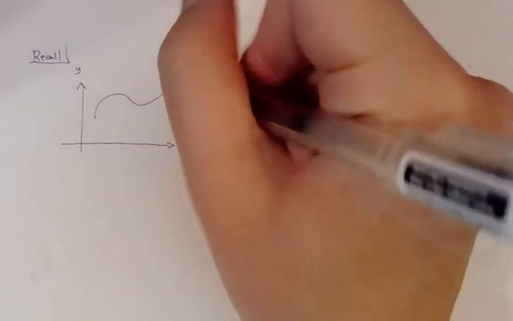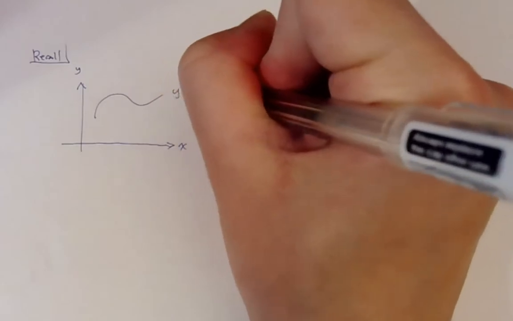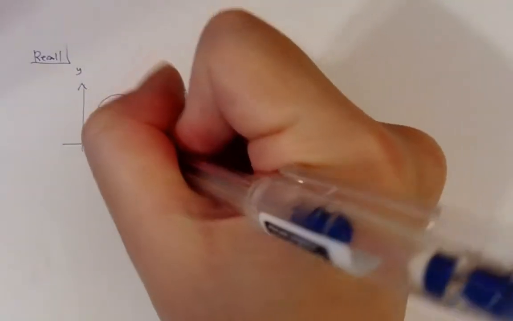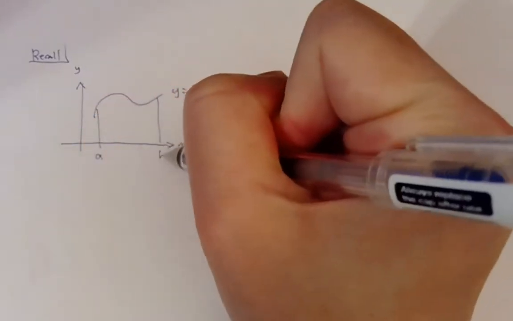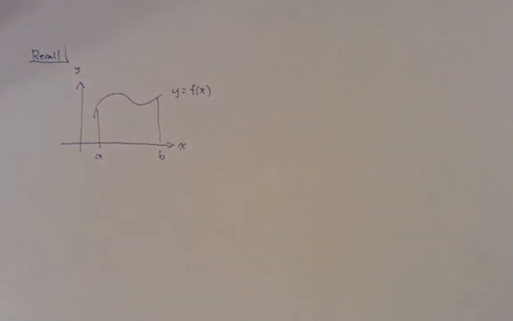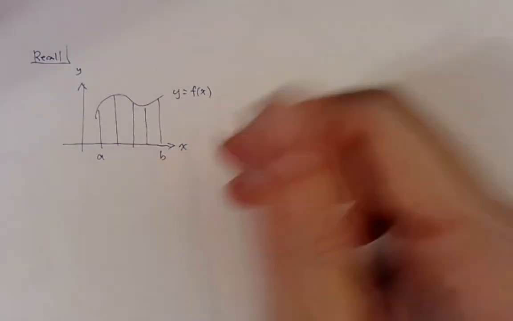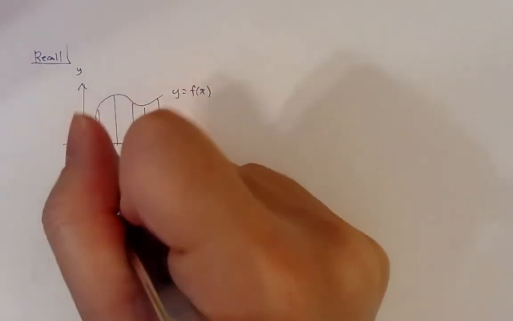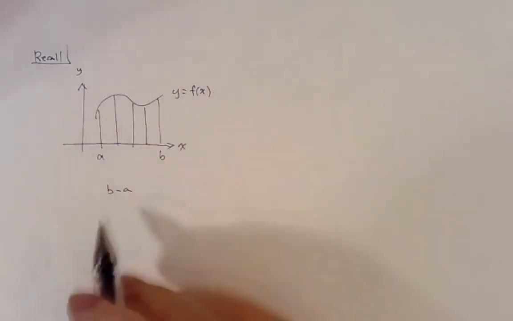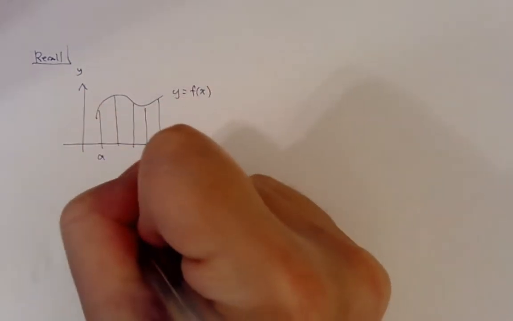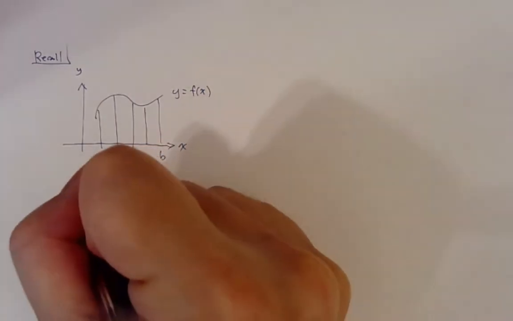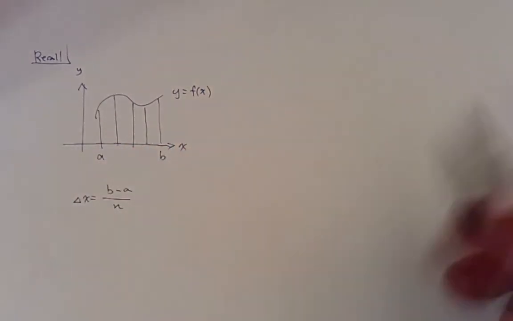Suppose I have some function, y equals f of x, and that's the graph, and we're trying to integrate from a to b, and we're trying to find the area under the curve. The way we do that is to slice it up into many rectangles. That's many rectangles right there. So overall the distance between a and b is b minus a, and if we slice it into n rectangles, call that delta x, then we can sample these points.